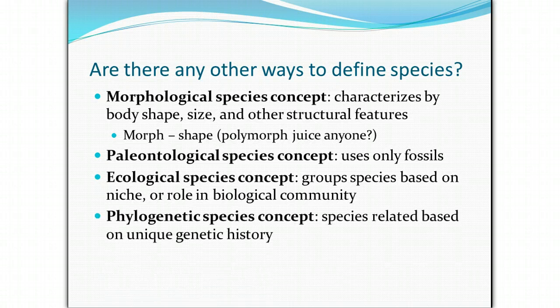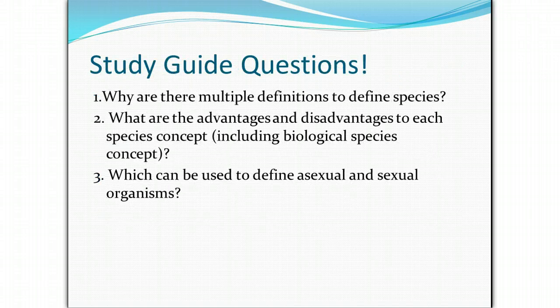And there's the phylogenetic species concept, where species are grouped based on their unique genetic history. So there are a few different ways to define a species. Mostly right now, the biological species concept is used, but some of these other concepts are used as well. So it's not like these are passé and tossed. These are used as well, but the biological species concept is the one most commonly used.